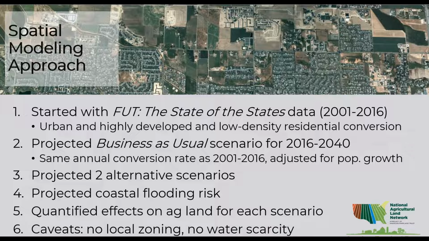As with any modeling exercise, there are some caveats. Importantly, we were not able to account for local zoning. Land use regulations are inherently local, and there's no national database to tap into. This means that our maps represent the general pattern and rough amount of conversion that is likely based on those past conversion patterns from 2001 to 2016. They do not reflect what may be allowed or prohibited on the ground through local land use regulations.